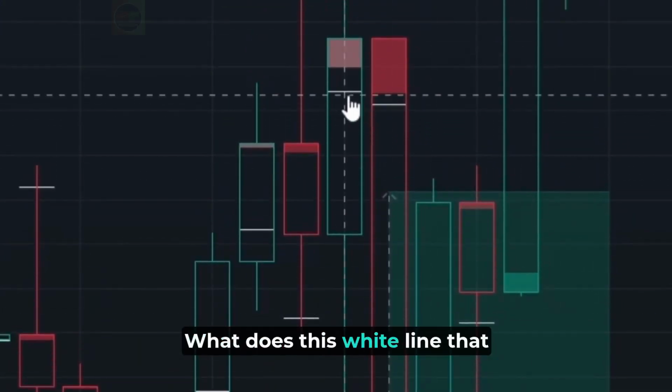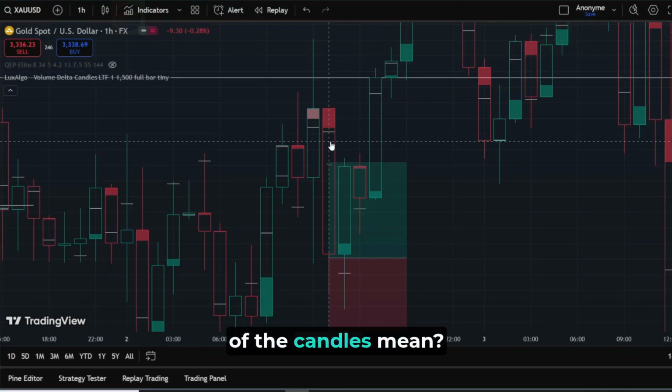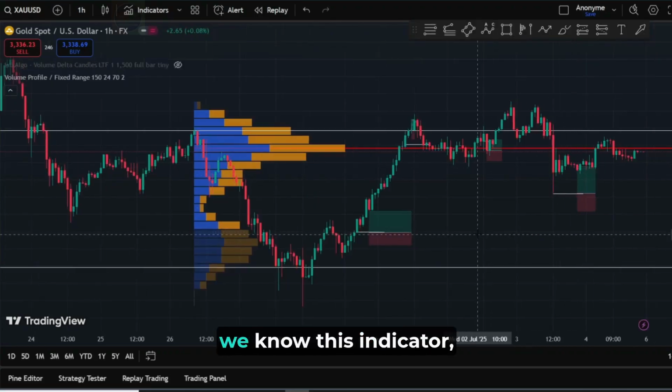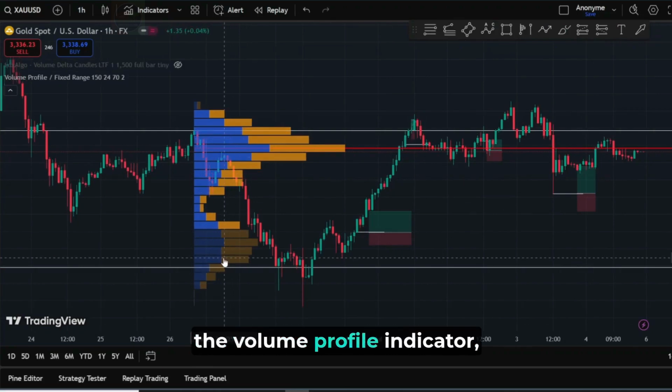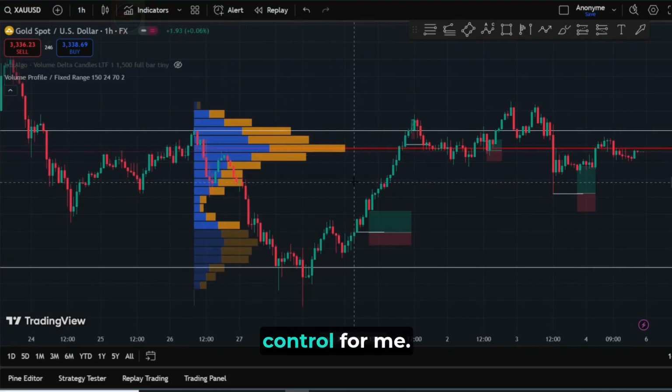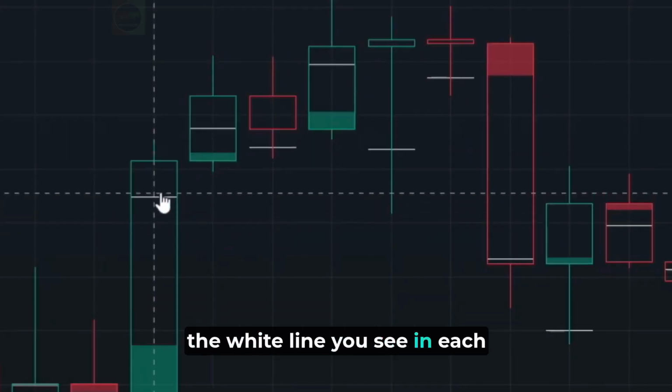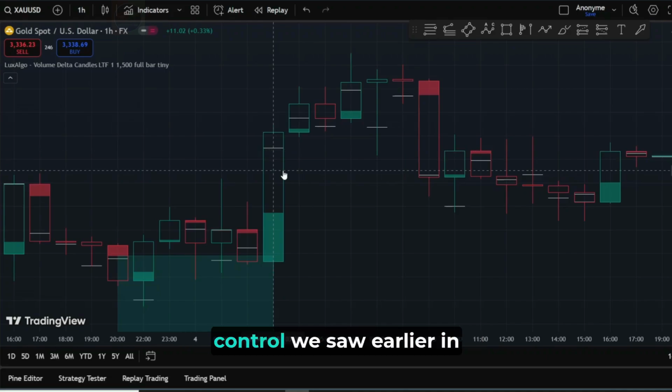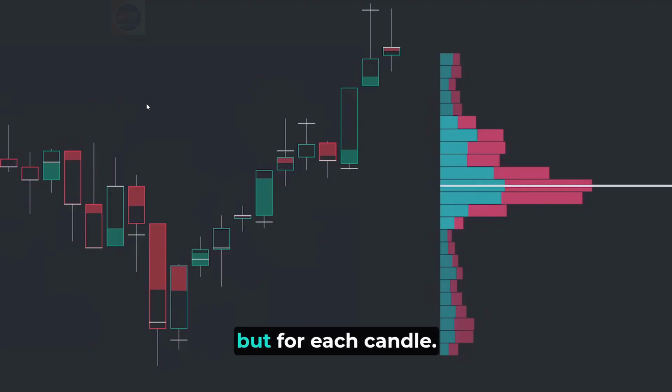There's something we should clarify. What does this white line that appears in the middle of the candles mean? This line is called the maximum price range. Of course, we know the volume profile indicator, and we know that the line that appears in the volume profile forms the point of control. This means it's the area where I have the maximum accumulated volume, whether it's selling or buying volume. It's the same principle in this indicator. So the white line you see in each candle is the POC, or point of control we saw earlier in the volume profile, but for each candle.